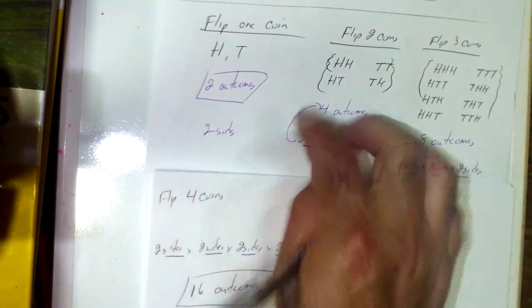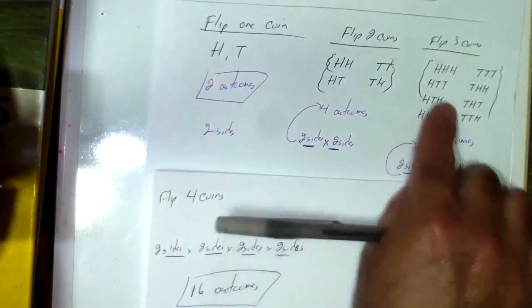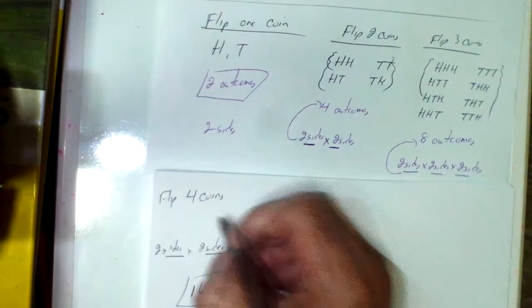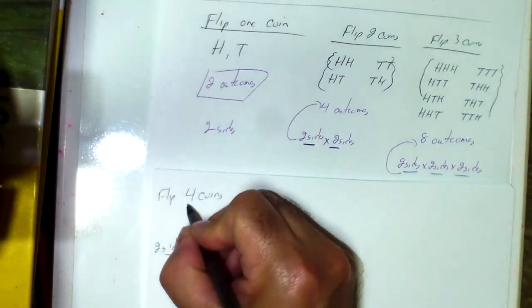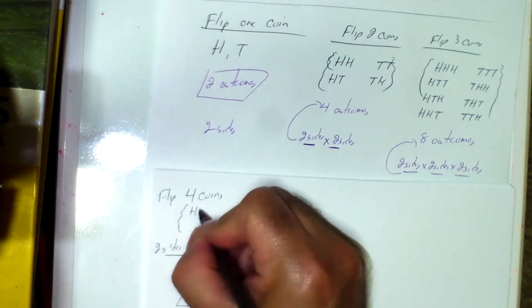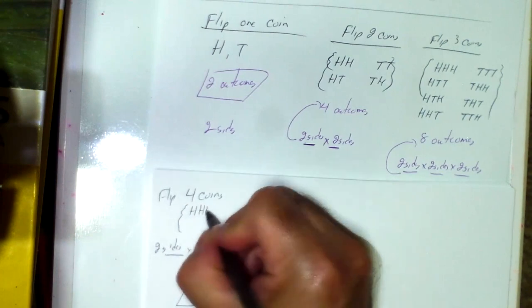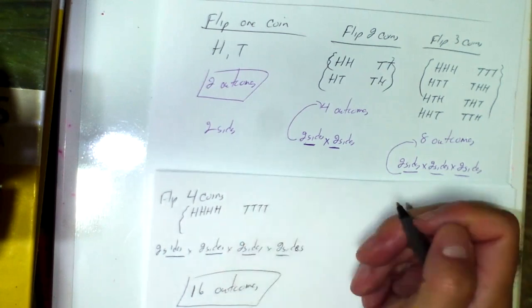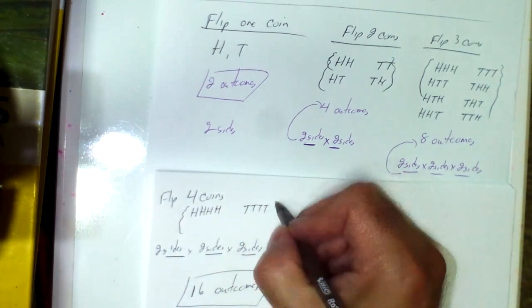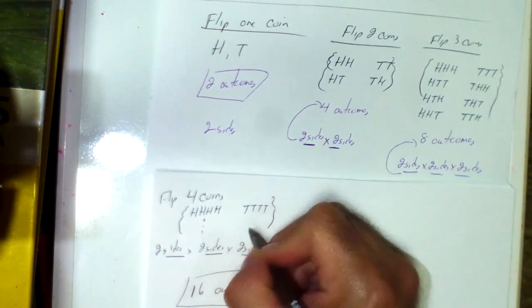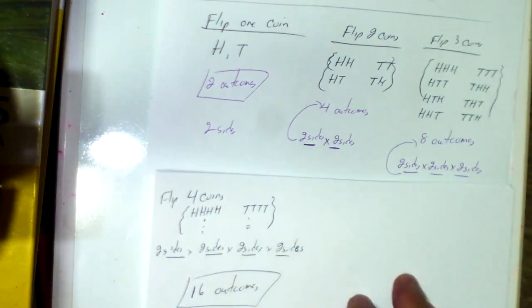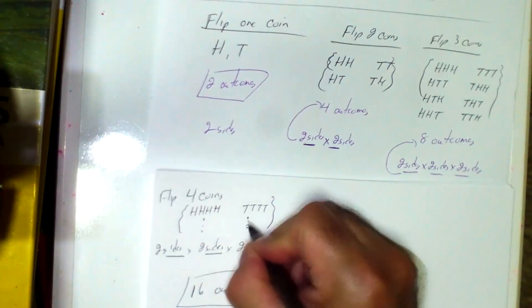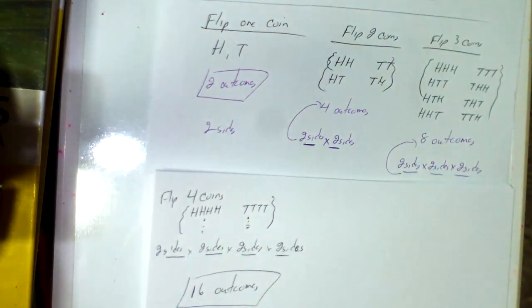Now you could list all of the different sample spaces like we did here. These are your sample spaces. Well, I know 2 for sure. I know heads, heads, heads, heads, and I know tails, tails, tails, tails. Well, you just gotta find me the other 14. You could do it, it'll take time, but you'll see that you will get a total of 16 samples. So that's a trick with probabilities.